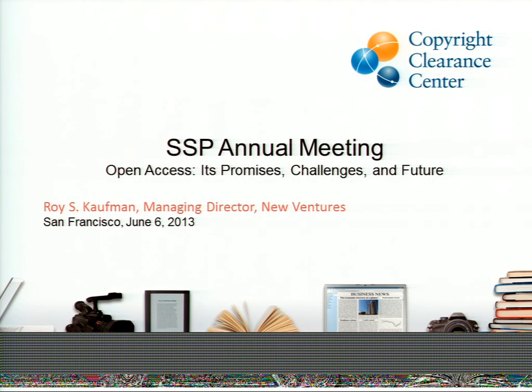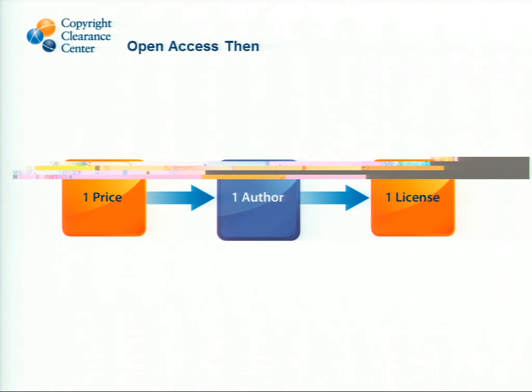So with open access, we think a lot about APC management, and CCC started doing APC management about 7 years ago for a major publisher who was using our RightsLink service and said, hey, we've got these payments we're trying to gather up from our authors, can you help us with this? And we said, sure, why not? And at the time, it's what I call the open access then.